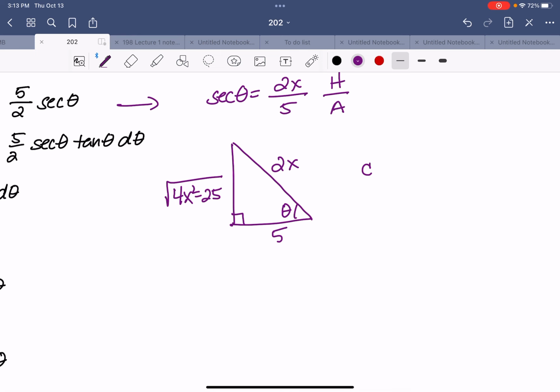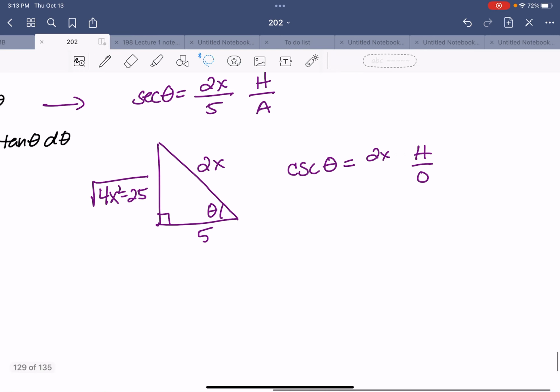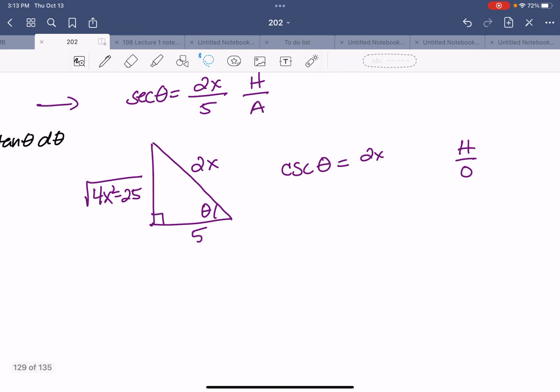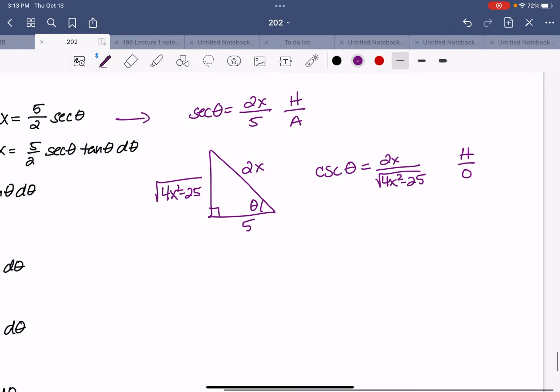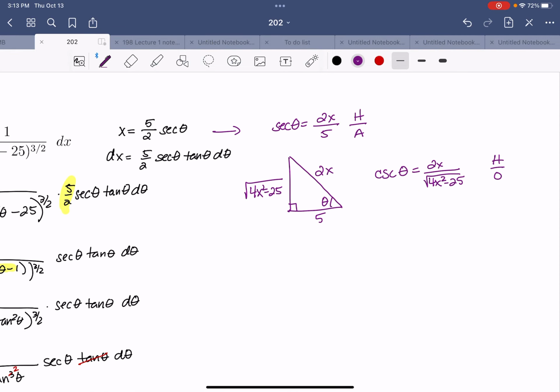And then what I need is cosecant theta. And the cosecant of theta, cosecant is 1 over sine. Sine is opposite over hypotenuse. So I need the hypotenuse over the opposite side here. So the hypotenuse is 2x over the square root of 4x squared minus 25. And that's what I want to plug in for my cosecant at the bottom.